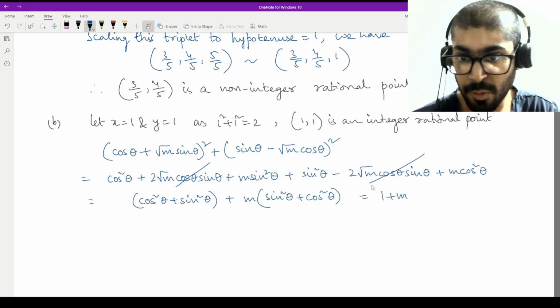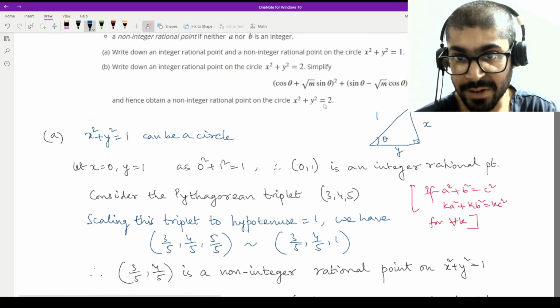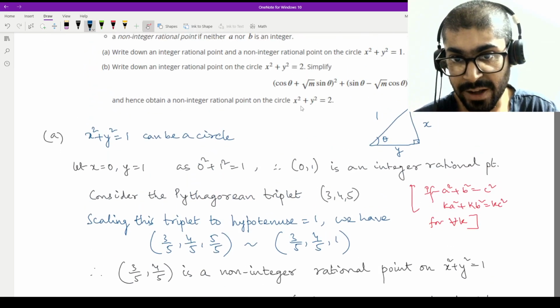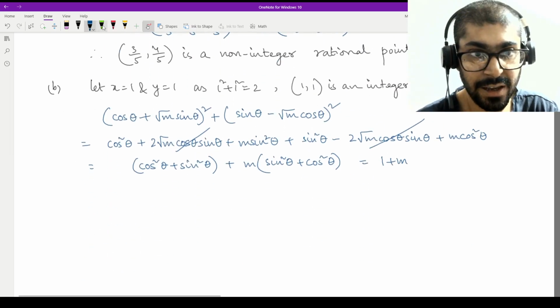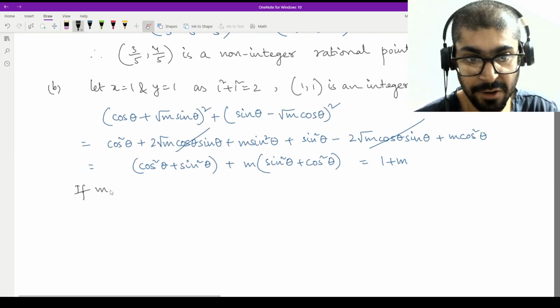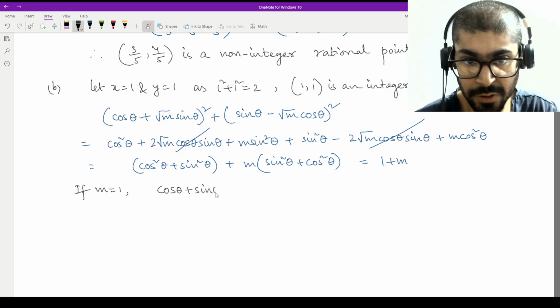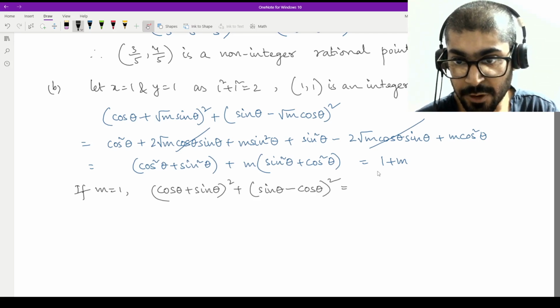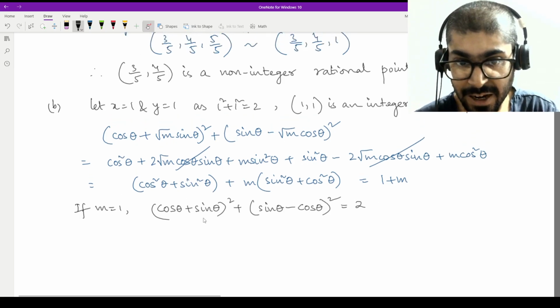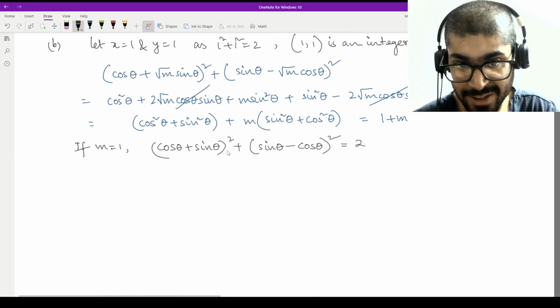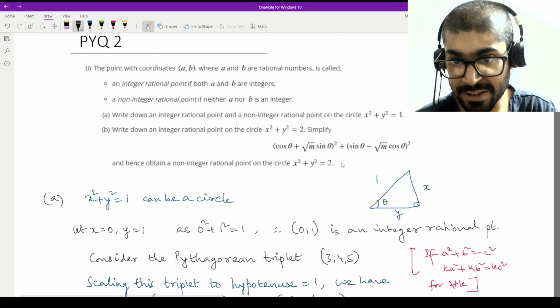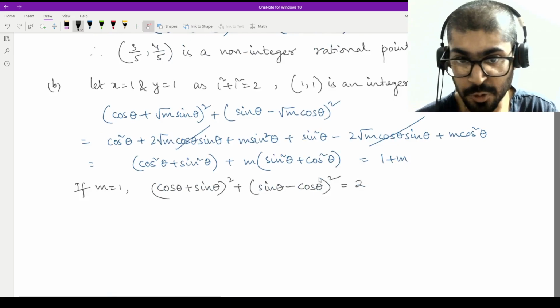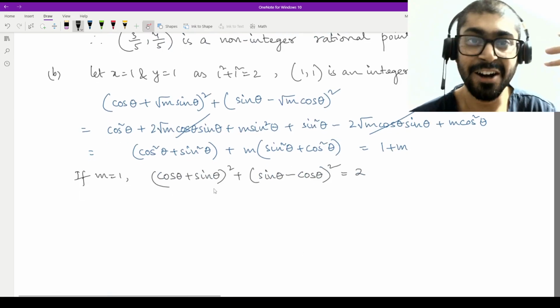Alright. Now I hope you understand why this question obtains a non-integer rational point on x square plus y square equal to this. Because if I set m equal to 1, then what do we have? We have cos theta plus root of 1, which is 1, right? Cos theta plus sine theta whole square plus sine theta minus cos theta whole square is equal to 1 plus 1 equal to 2. This means that cos theta plus sine theta and sine theta minus cos theta will satisfy this equation, right? Because their squares add up to 2. From here we will get a non-integer pair.